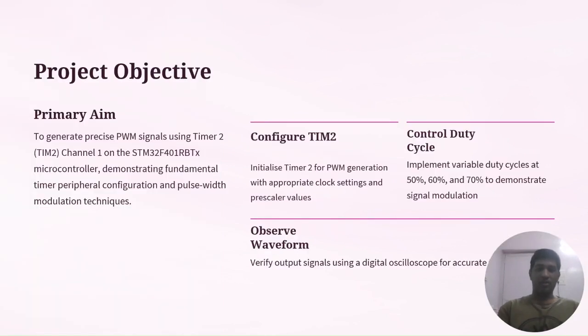Okay, so if we want to start with our objectives, let's take a look at them. We have to generate a precise PWM signal using timer 2 channel on our processor, which is the STM32F401RB, and if you wanted more detail, the TX version. So we have to configure TIM2, control the duty cycle by regulating the pulse, and finally observe the waveform.